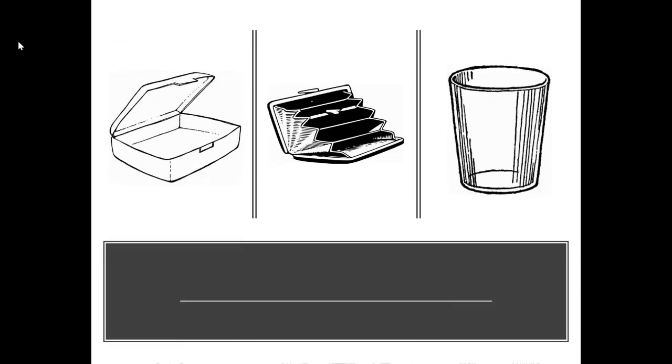Next group of pictures. What do you notice or see? I notice or I see. Well, in the first picture, I notice a lunchbox or some sort of container, and it looks empty or there's nothing in it. In the second picture, I notice a wallet or coin purse, and I don't see anything in the coin purse or wallet. It is empty. In the last picture, I notice a glass or cup, and I don't see anything in it.